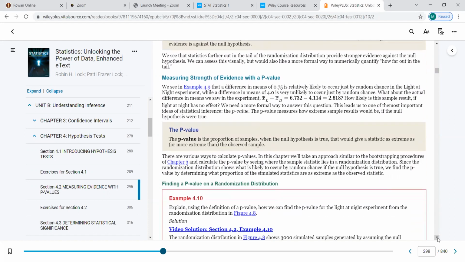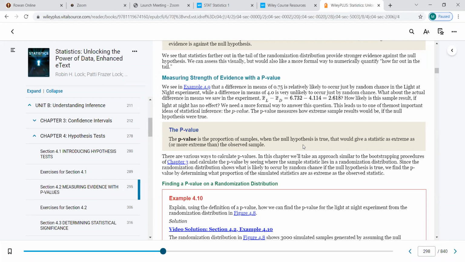Now, there's a way of measuring how extreme the sample data is with reference to the null hypothesis value. And this is what's called the p-value. The p-values are used straight through the PhD level. But I think a lot of researchers, when they get to the PhD level, forget about what a p-value really is.